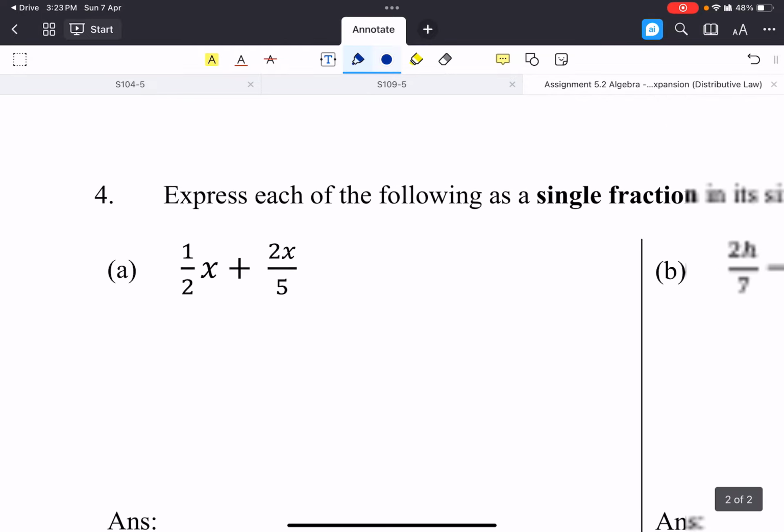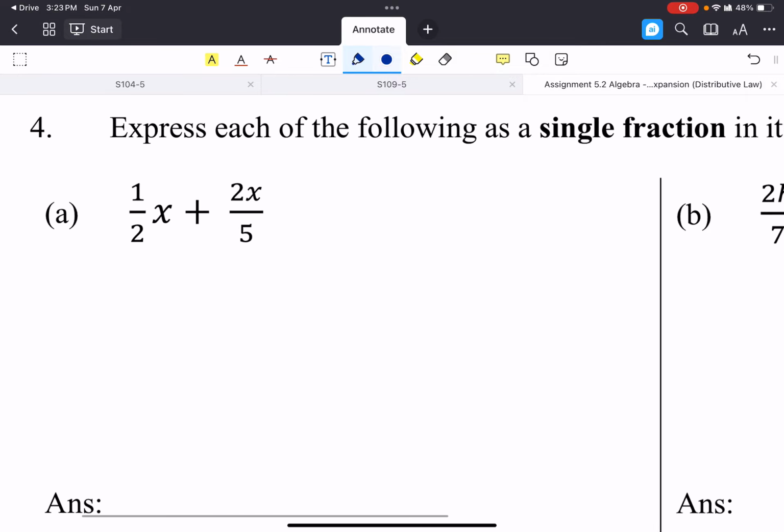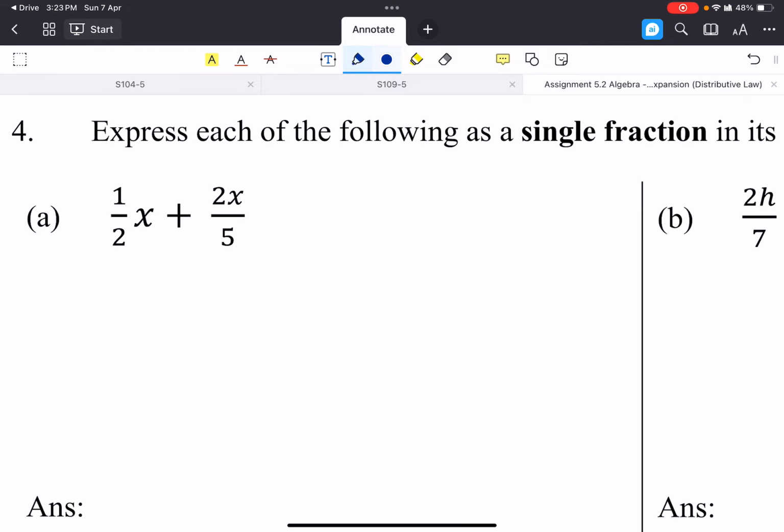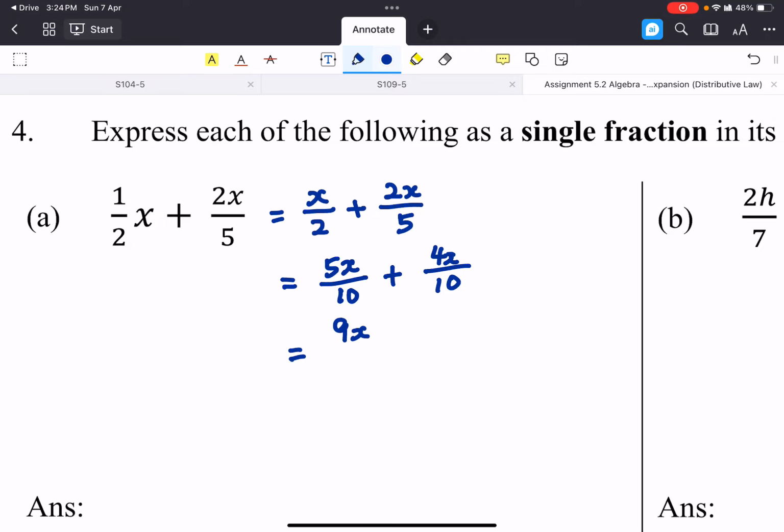Question 4, we have fractions, and they want us to express each of these as a single fraction. So what do we do here? Okay, so from here, let's write them in the form that's easier to handle. This is actually the same as writing in this manner, right? So half x is the same as x over 2. So once I write it in this manner, what we can do is we want to make the denominator common. In this case, the common denominator can be 10, right? So that gives us 5x over 10 plus 4x over 10. Okay, so the result is 9x over 10.